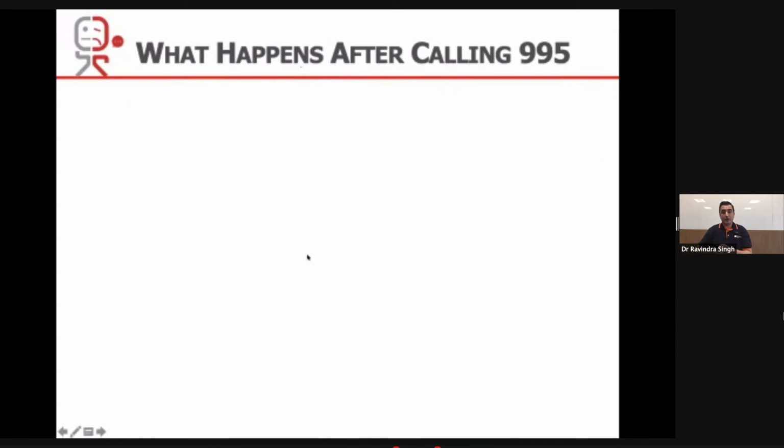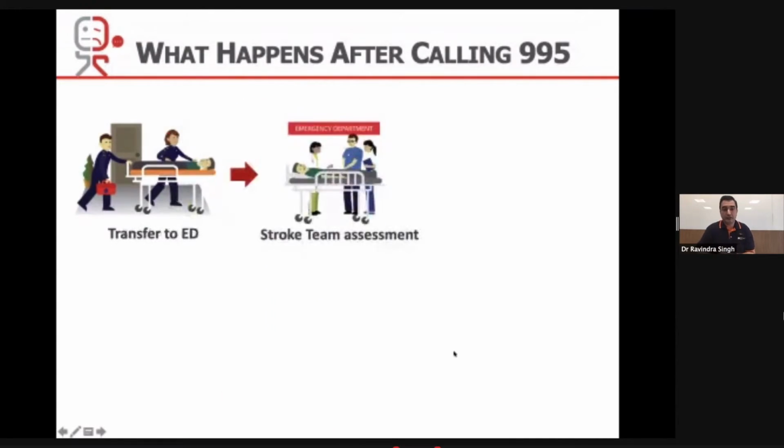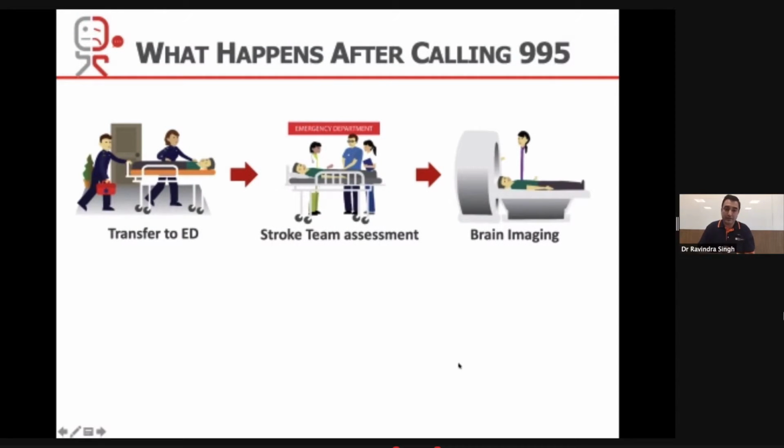Okay, what happens when we call 995? A team of paramedics will reach your home. They will assess you and take the information from you. They will check whether you have low blood pressure or low blood sugar levels, and then they will give you optimum treatment. Immediately, they will bring you to the nearest emergency department in a government hospital. They will send a pre-notification, and this pre-notification will reach the emergency doctors as well as the neurology team, which involves neurology doctors as well as nurses. So the stroke team, the neurology team, will be there to assess the patient.